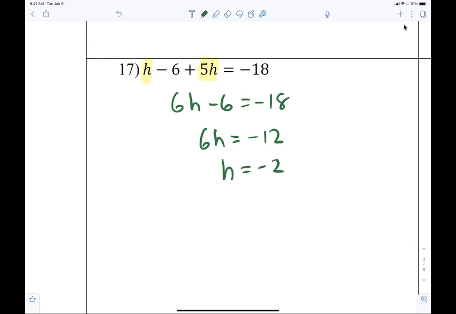Everybody look at 17. Help me. What happened to the 5H? 5H plus 1H. Oh, put these together, right? Yeah. All right. Good. Good question. All right, Luca, you're up.